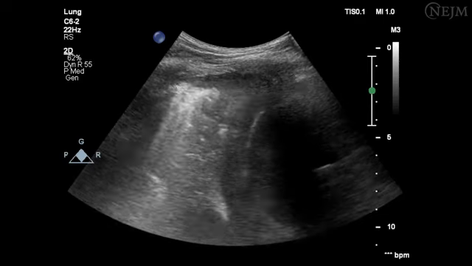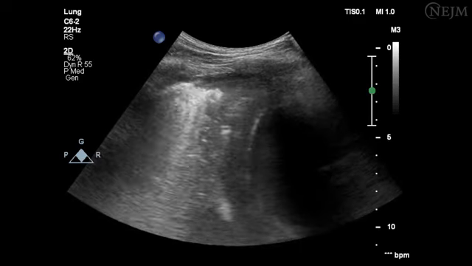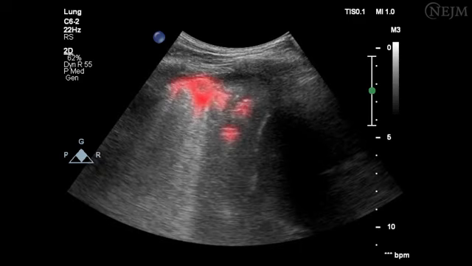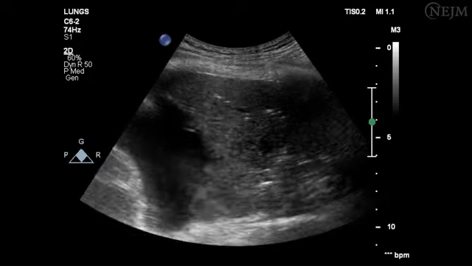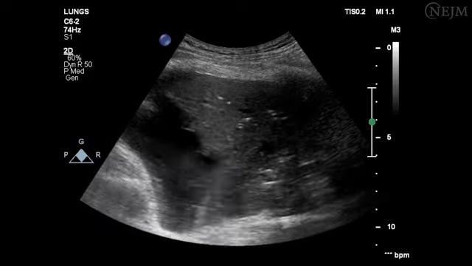Air bronchograms are air-filled hyperechoic bronchi surrounded by consolidations. Fluid bronchograms are images of fluid-filled bronchi visible as hypoechoic bronchial lumens surrounded by consolidations.